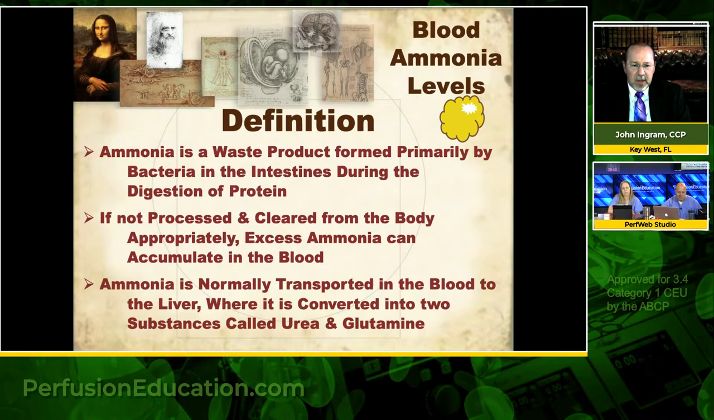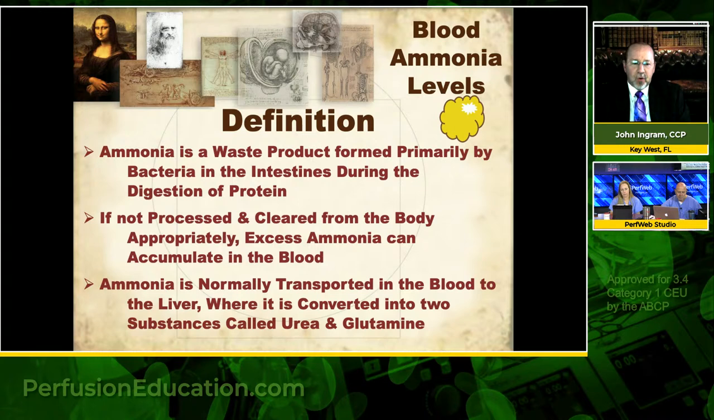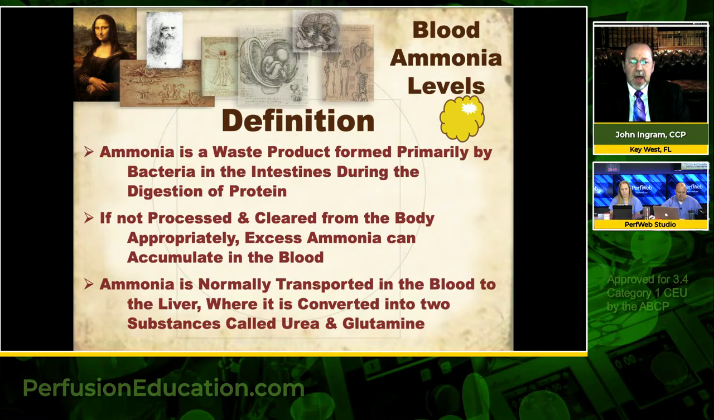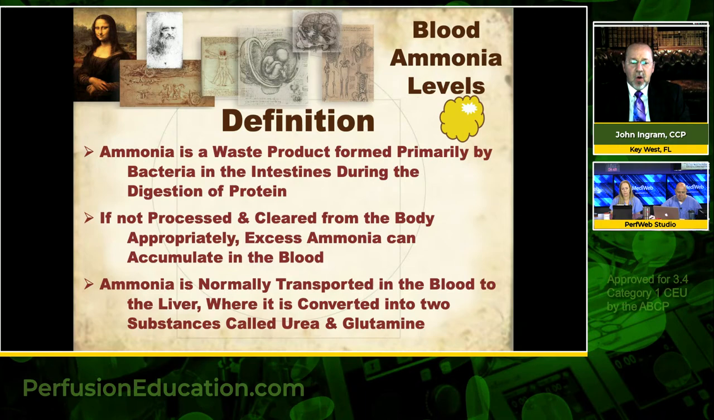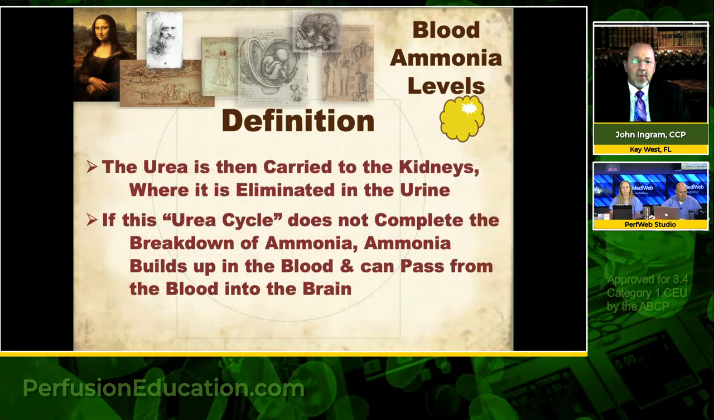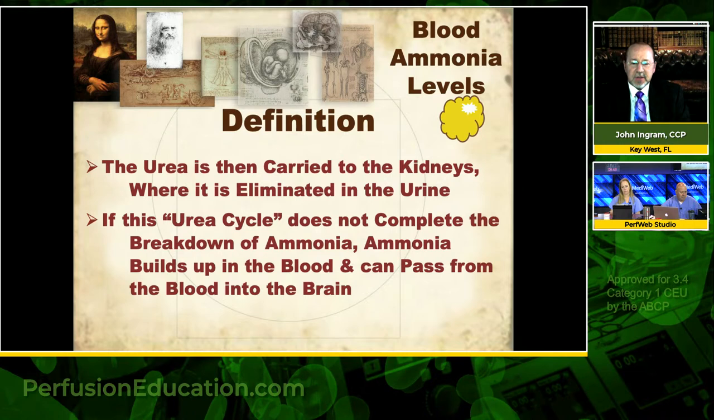So ammonia is a waste product, and it's primarily formed by bacteria in the intestines during the digestion of protein. If it's not processed and cleared from the body appropriately, excess ammonia can accumulate in the blood. Ammonia is normally transported in the blood to the liver, where it is converted into two substances, one called urea and the other known as glutamine. The urea is then carried to the kidneys, where generally it's eliminated in the urine.